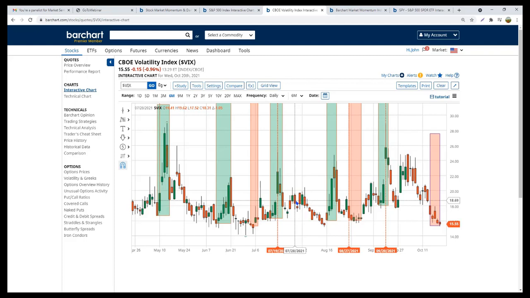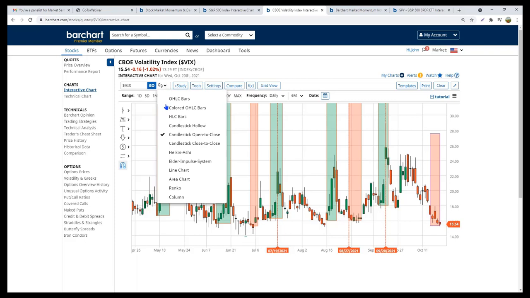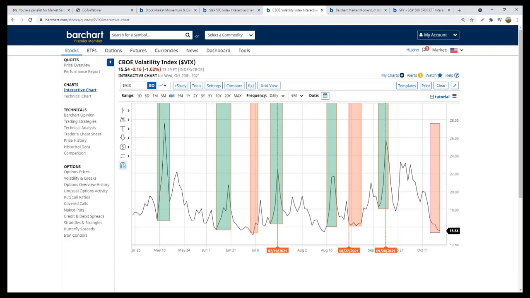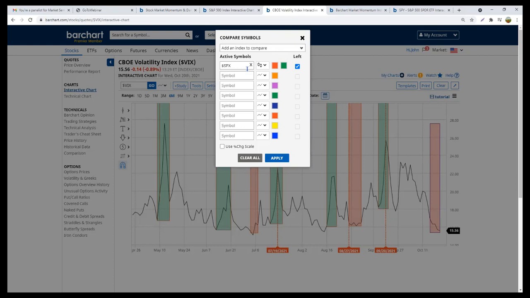Now, what I'm going to do here is change this chart around a little bit. So first thing I'm going to do, so we can make this assessment, is change this to a line chart. And now you can kind of see that, right, where the VIX is peaking or troughing, so to speak. And I'm going to come up here into the compare, and I'm going to add the S&P. Now, I could do the S&P as a line, but I'm going to do it as a candlestick chart.